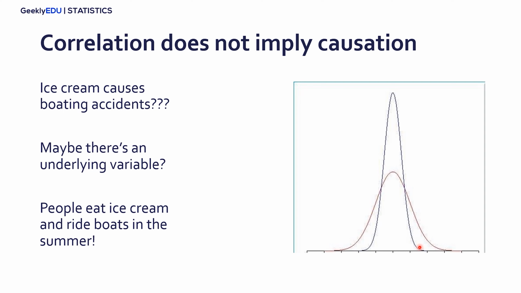Now, of course, for us, it's very simple. It's because it's the summer. People eat ice cream in the summer and then they go into boats and unfortunately get into accidents. But this is a very important thing to remember that just because two things happen at the same time, it doesn't mean that one can cause the other. There's usually an underlying variable causing both effects.